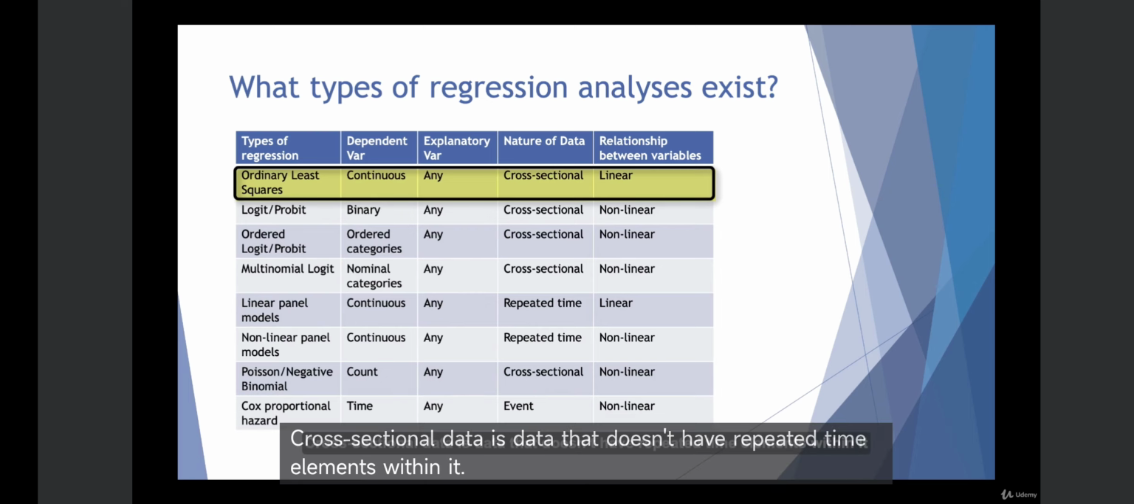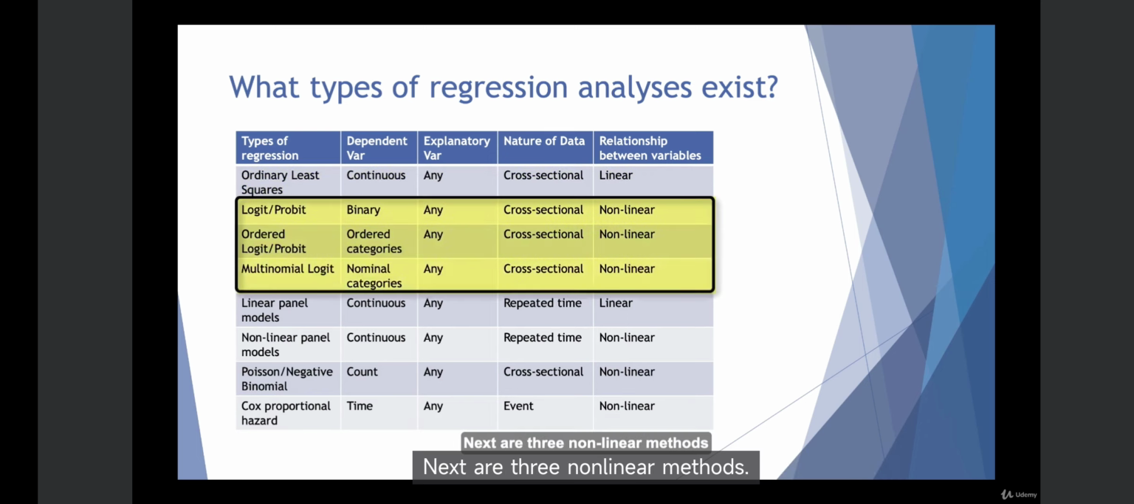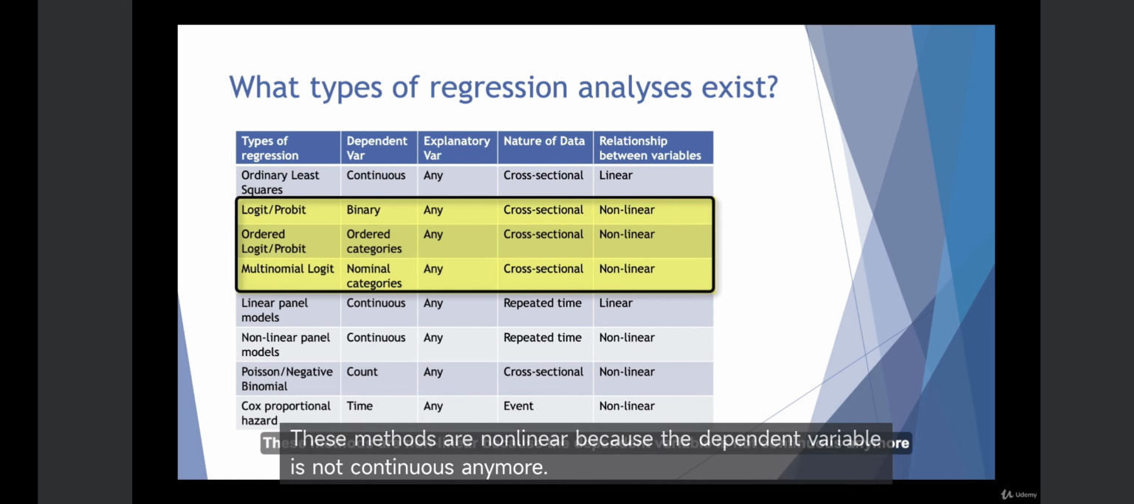Cross-sectional data is data that doesn't have repeated time elements within it. Ordinary least squares also serves as the basis for many advanced methods such as weighted least squares. Next are three nonlinear methods. These methods are nonlinear because the dependent variable is not continuous anymore. Logit and probit models are useful for binary dependent variables.